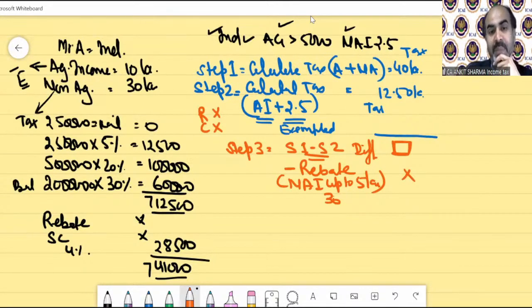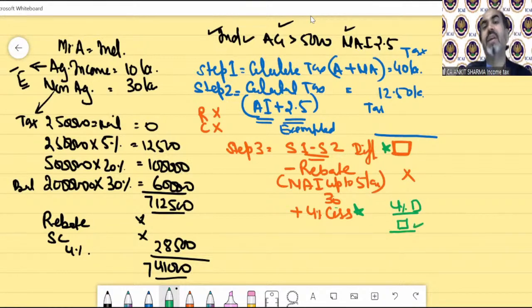Now, cess will be applicable always. I told you, when there is a tax, there will be cess. 4% cess will be applicable, of course, on this income. We need to calculate 4% of cess on this income. After this will be your tax liability.